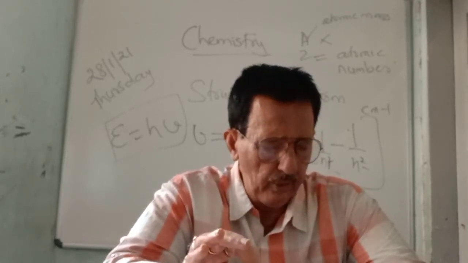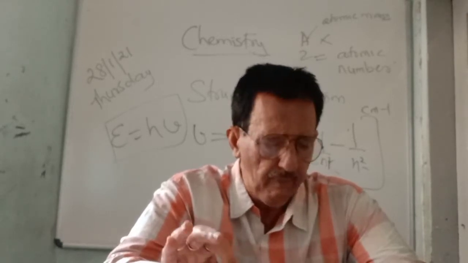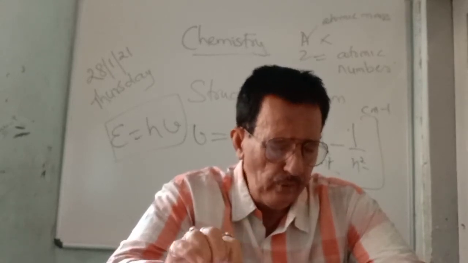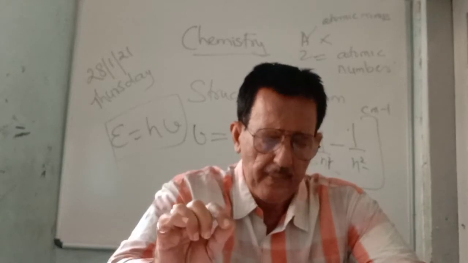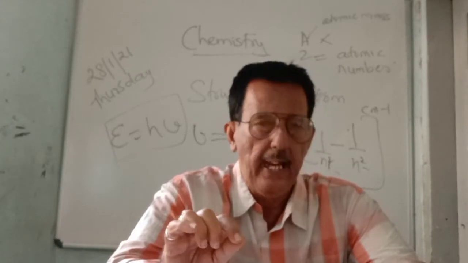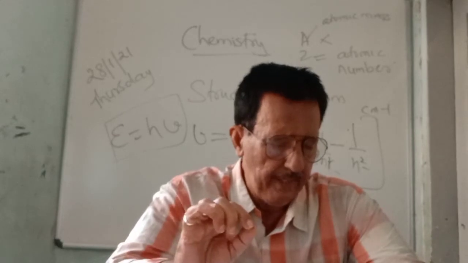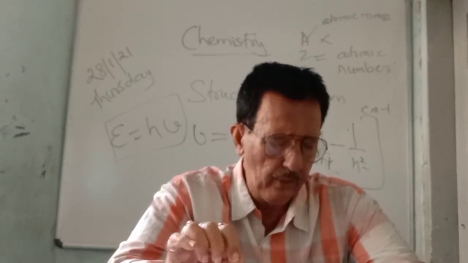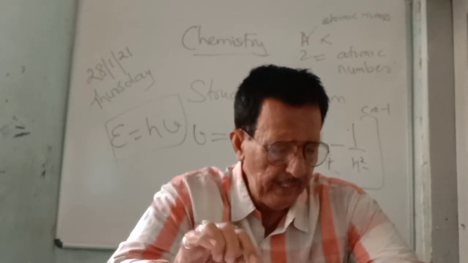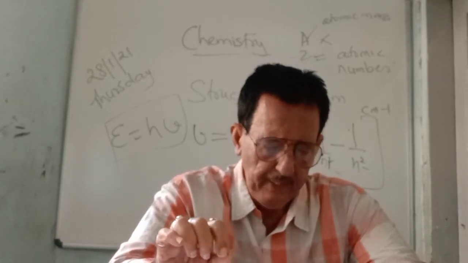When n1 is equal to 1, n2 will be 2, 3, 4; that is the Lyman series, UV. When n1 is equal to 2, n2 will be 3, 4; that is Balmer, visible. When n1 is equal to 3, n2 will be 4 and 5; that is Paschen, IR. When n1 is equal to 4, n2 is 5 and 6; that is Brackett, IR. Now n1 is equal to 5, n2 will be 6 and 7; that is Pfund, IR.